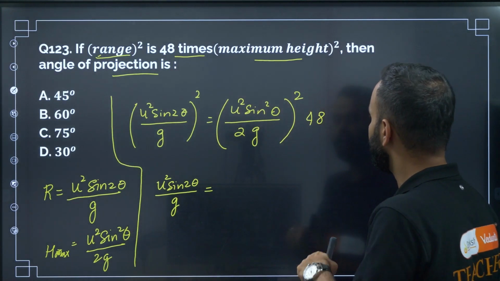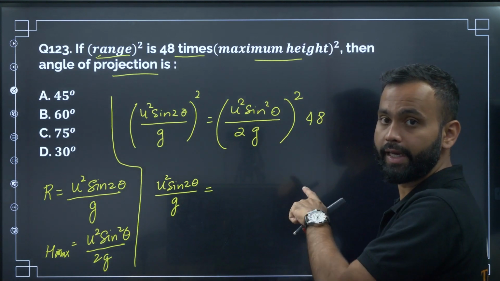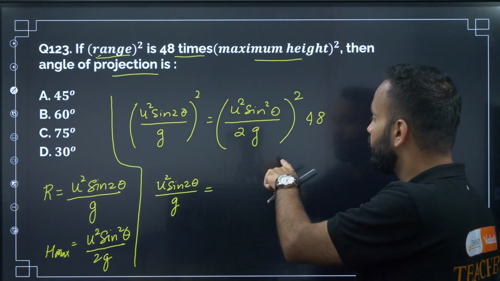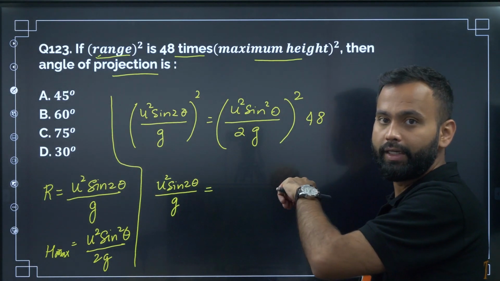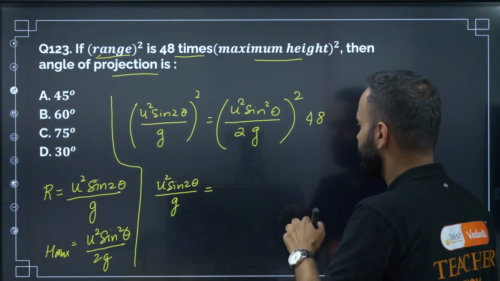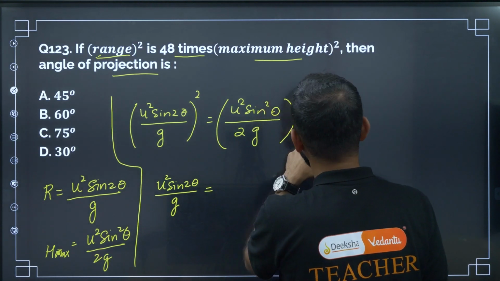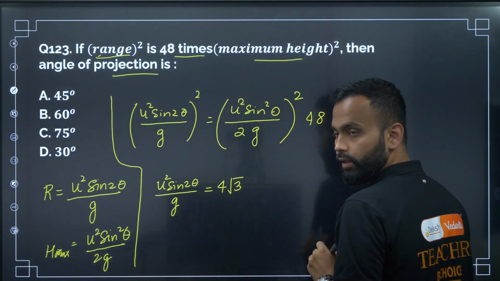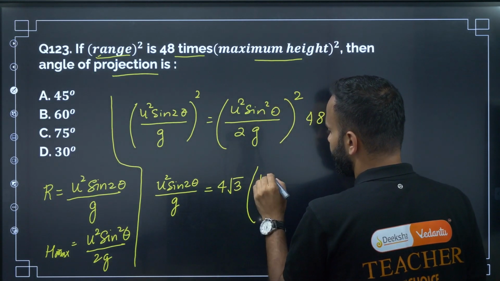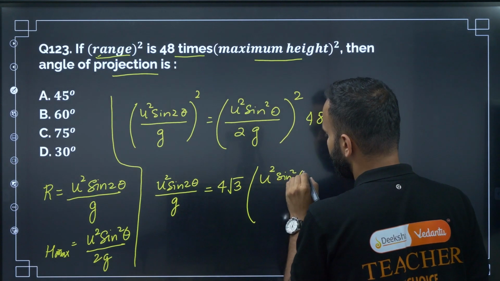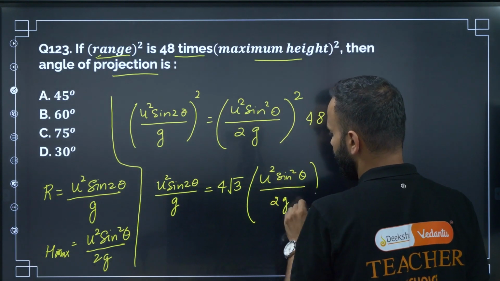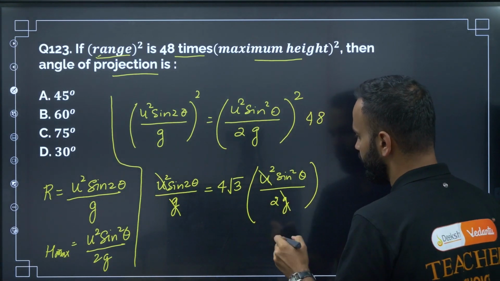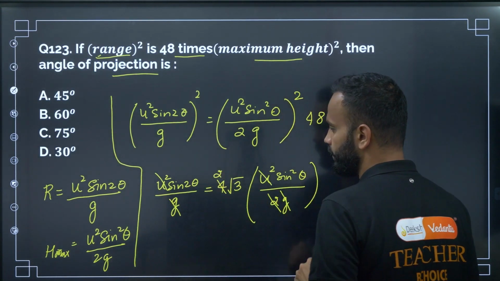u square sine 2 theta divided by g is equal to root of 48. I can write 48 as 16 into 3, since 16 threes are 48. So root of 16 into 3 is 4 into root 3. So 4 into root 3 into u square sine square theta divided by 2g. Here u square by g will get cancelled, and 2 2s are 4.